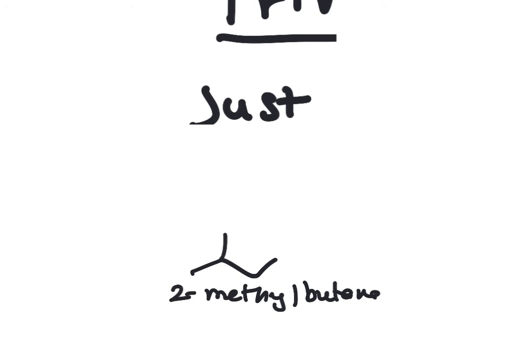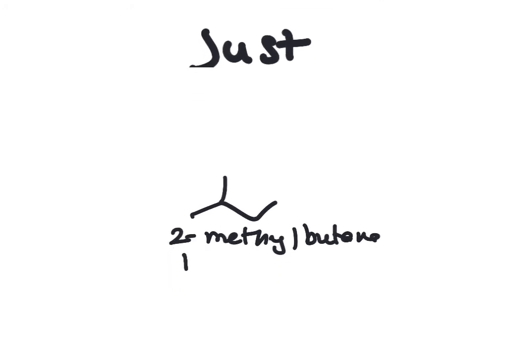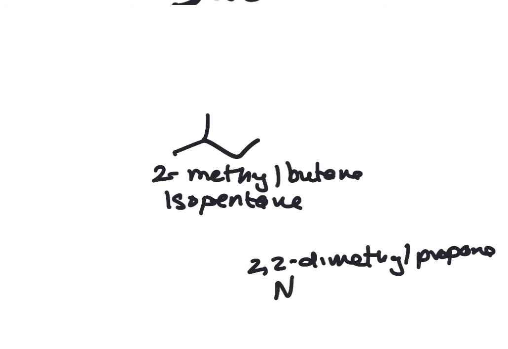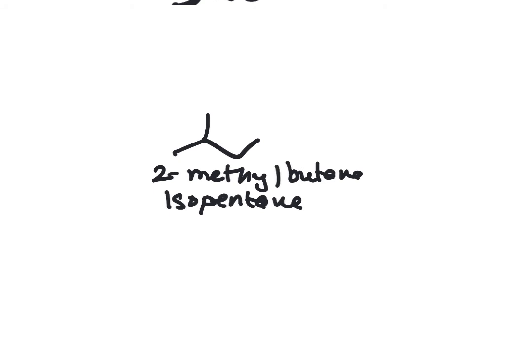it is commonly referred to as isopentane. And finally, if we have 2,2-dimethylpropane, it is commonly referred to as neopentane. So you have to be familiar with these trivial names. So if you notice in the previous slide, I said familiar with.